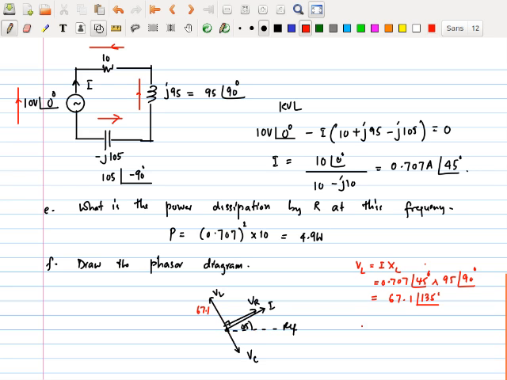67.1 is the magnitude. If you want to find VC, that is going to be I times XC. That's going to be 0.707 at an angle of 45 times 105 with an angle of minus 90. That would have given you 74.2 at minus 45 degrees. See, that is minus 45 degrees from the reference. So 45 would have made the 90. So you want to do it like that, fine. If not, you could have just looked at it and then drawn the phasor diagram.